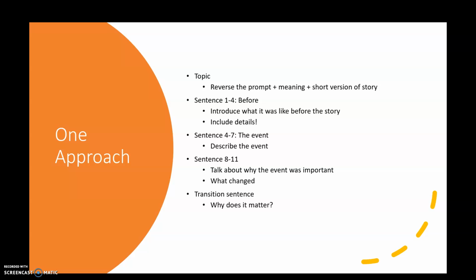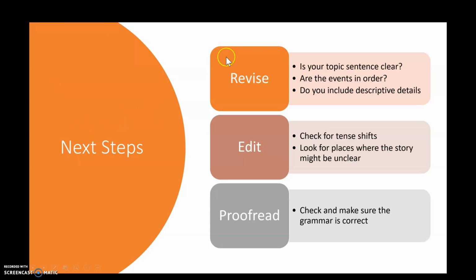And then your transition sentence will talk about why it matters. And then your next steps are to revise, edit, and proofread. So in the revise step, you're going to think, is my topic sentence clear? Are the events in order? Did I include descriptive details?